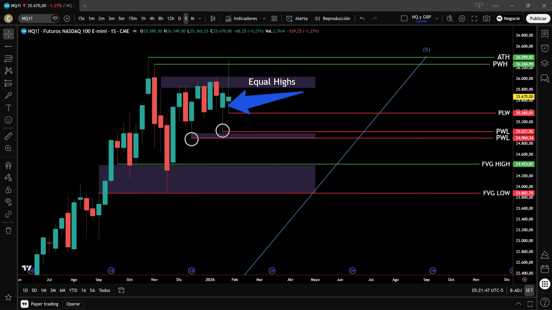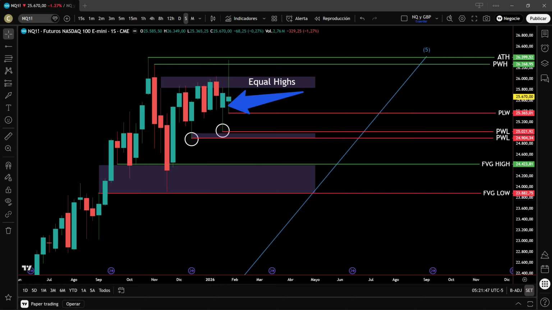On the downside, we have a well-defined fair value gap between the 23,882 and 24,423 levels, acting as our primary institutional support zone. Also, notice the PWL levels, or previous weekly lows marked with white circles, which serve as validation points to maintain our bullish bias.